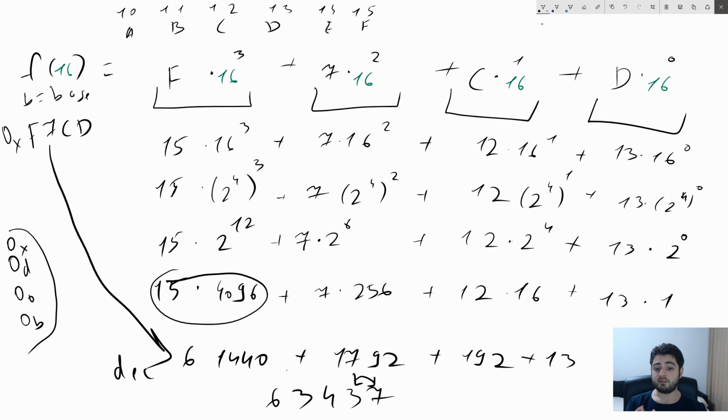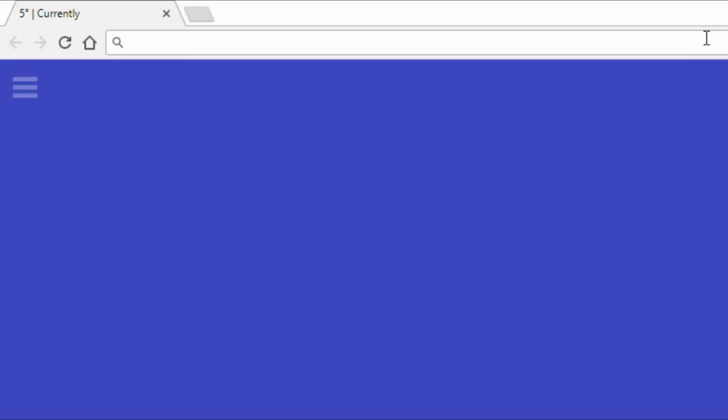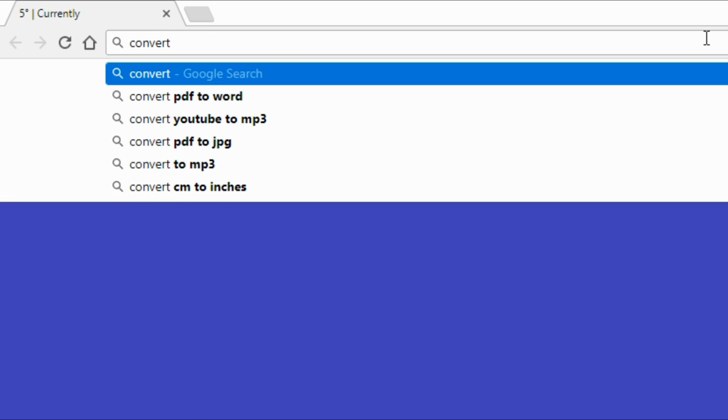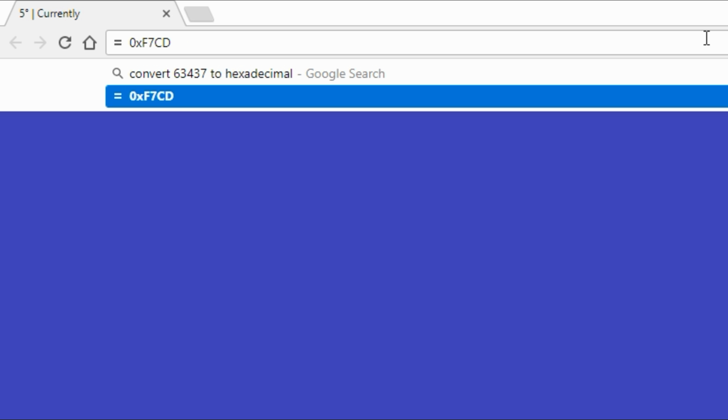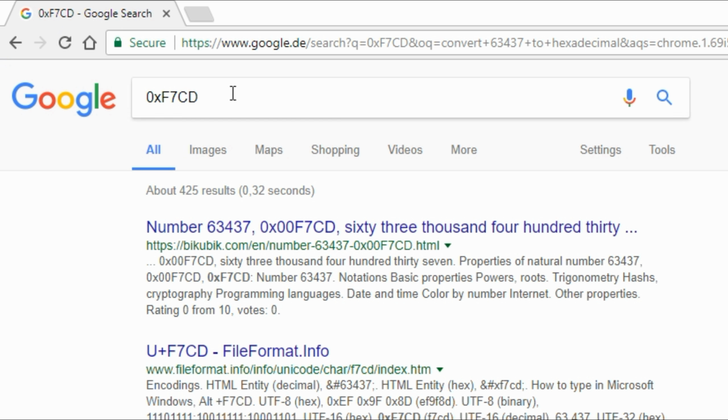And by the way, every time you want to verify if your calculation is correct, just go to Google and say convert this from, actually, let's do this real quick. So let's just say convert 63437, which is the number that we had, to hexadecimal. And it says it even over here, 0x F7CD, so I guess we did it right.